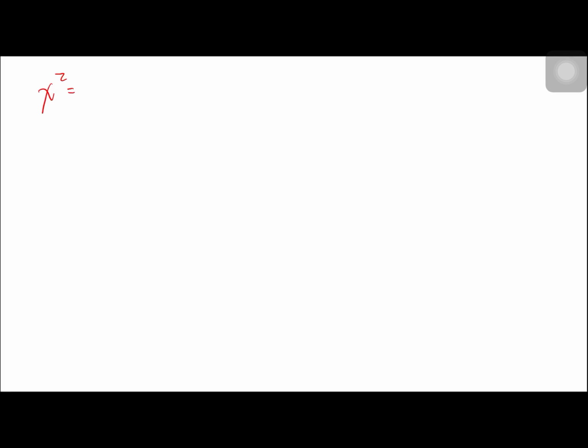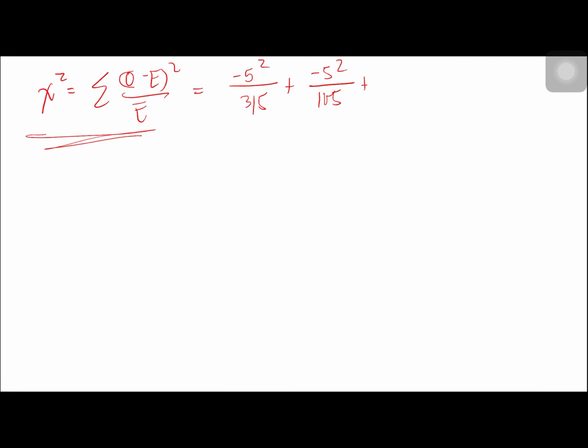For the chi-square, that is equal to the summation of the observed minus expected, squared, over expected. Using this formula, we have the difference negative 5 squared divided by the expected frequency for smooth yellow, which is 315. Plus, for the wrinkled yellow, negative 5 squared divided by 105. And for the smooth green, 5 squared divided by 105. And then plus, for the wrinkled green, also 5 squared divided by 35.